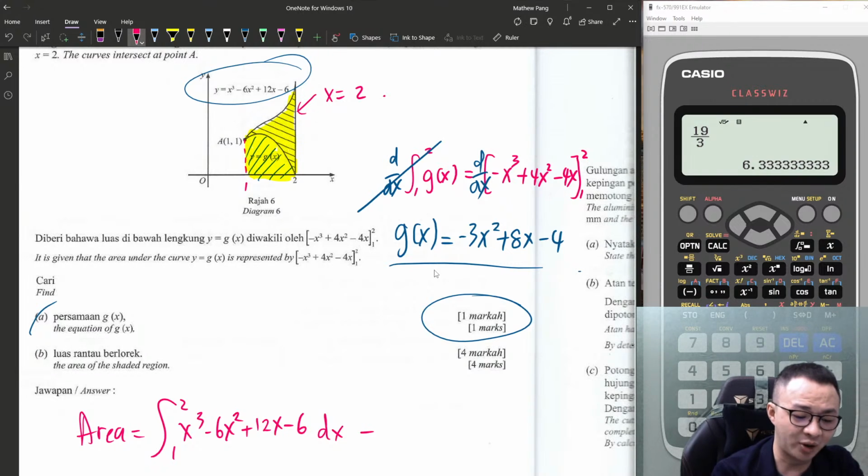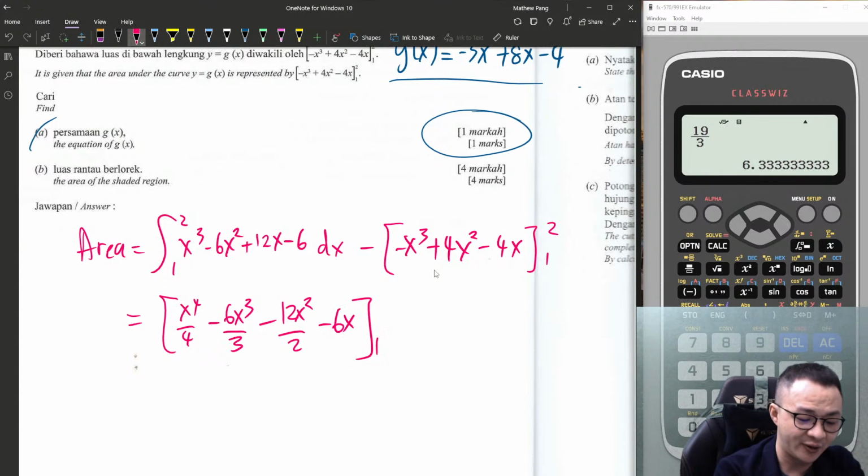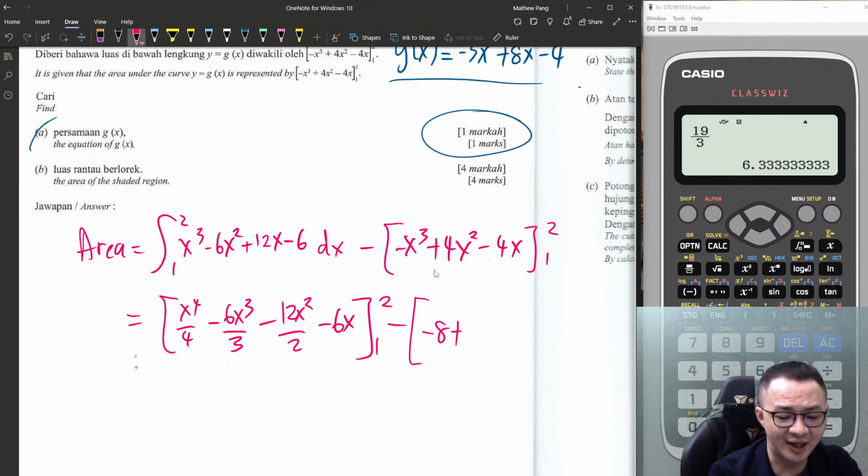I will minus the bottom one. They already did the integration for me: x cubed plus 4x squared minus 4x, from 1 to 2. Okay, so let's do this one. This one integrates to x to the 4 over 4 minus 6x cubed over 3 plus 12x squared over 2 minus 6x, from 1 to 2. Now I can start to insert my values. Minus 8 plus 16 minus 8, minus, this is negative 1 plus 4 minus 4.